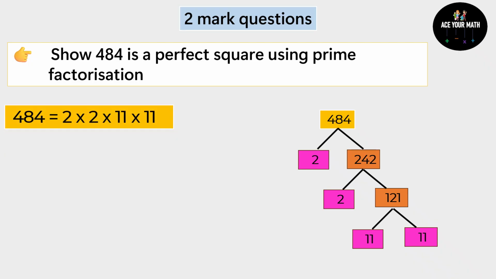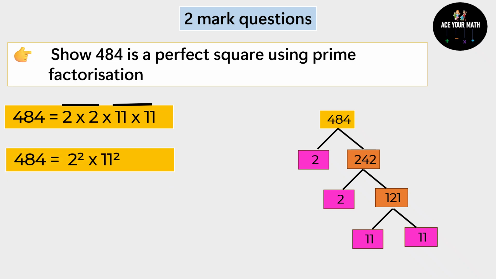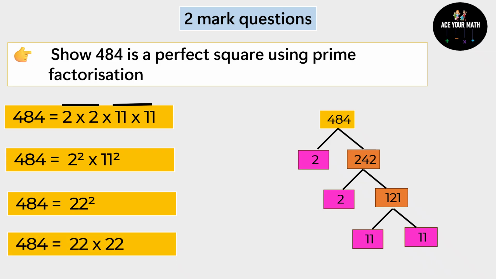Okay, now what is the next step? Next step is you will make pairs of the same prime number. So 2 and 2 forms one pair and 11, 11 forms another pair. It means 484 can be written as 2 square times 11 square. See, 2 times 11 will give you 22. So you can write 484 as 22 square. So it is very clear that 484 can be written as 22 times 22.